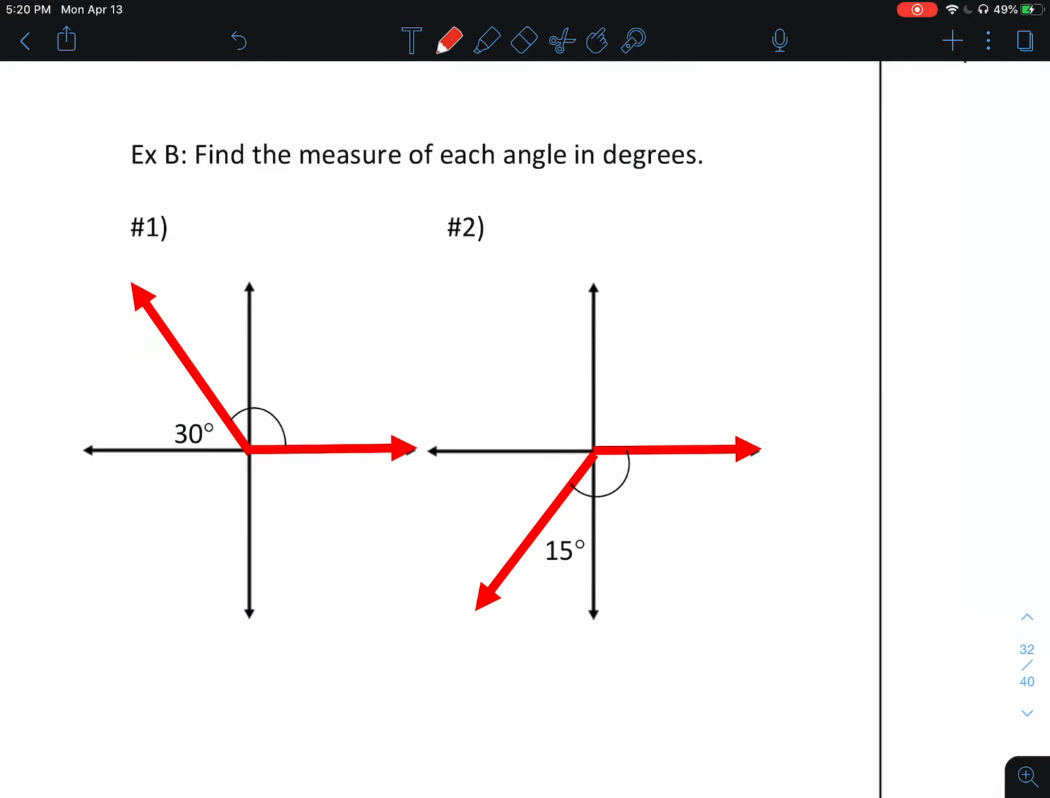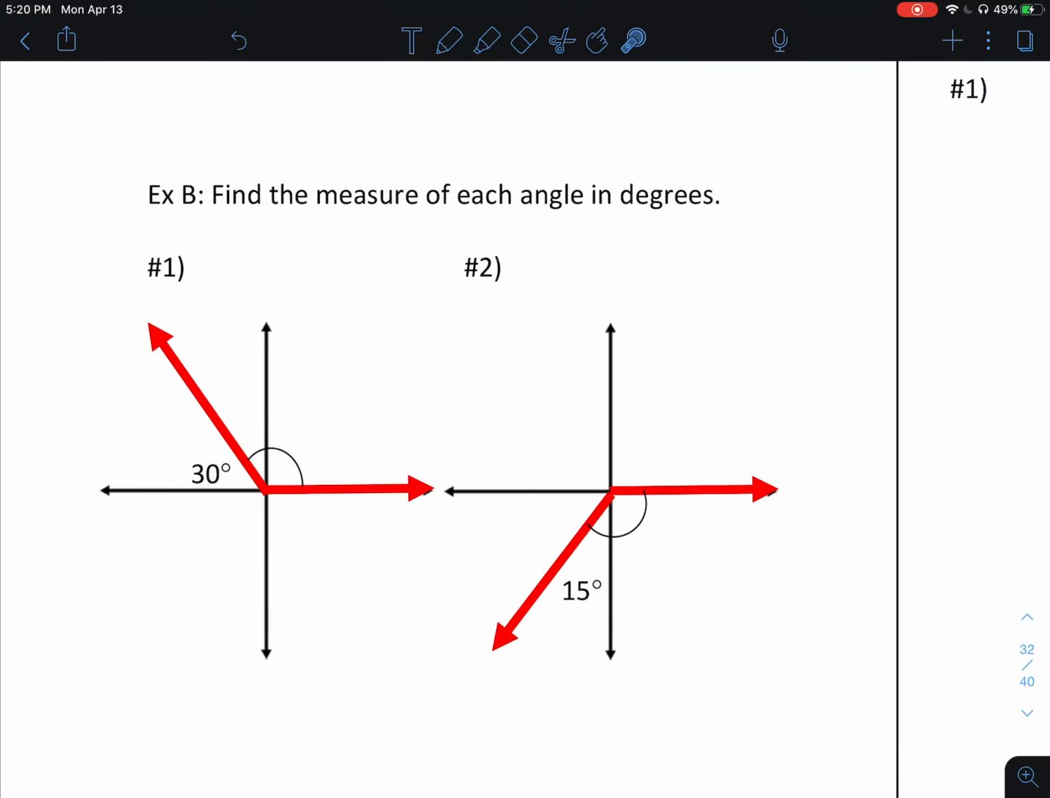B, find the measure of each angle in degrees. Well, this is kind of like the angle addition postulate. From here to here is 180, but we are going to be 30 degrees short of 180. For 30 degrees short of 180, that must mean this is 150. 150 and 30 is 180.